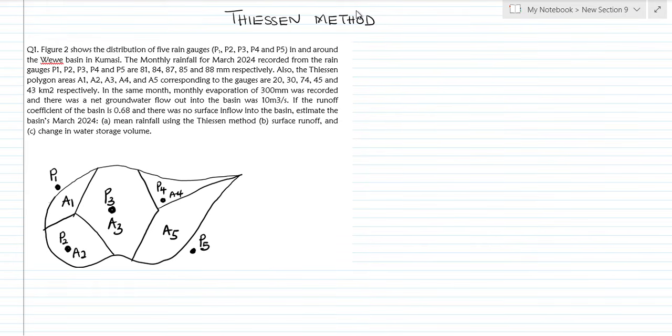Today we want to look at a question. In this question, we have several components put together. Here we are going to look at water balance and the Thiessen method put together in one question. So let's look at it.